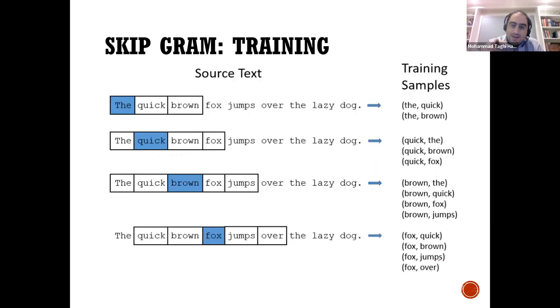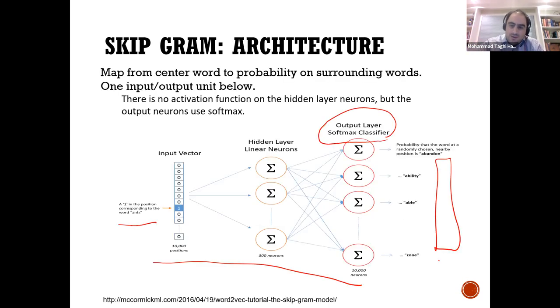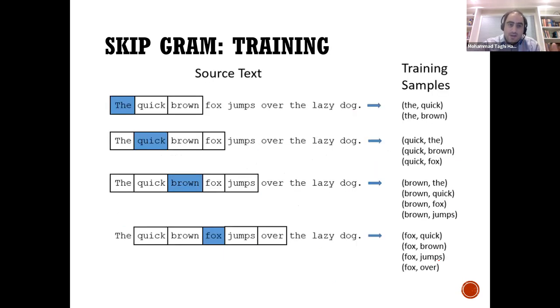Let's see an example here. Again, this is a vector that is already done. You only need to use it, and there are some fast implementations of that. So now again, I have a big text. From this big text, I need to produce training samples for this network. How do I do that? Very similar to the previous one. I have a window size, and the window size here is n equal to 2.